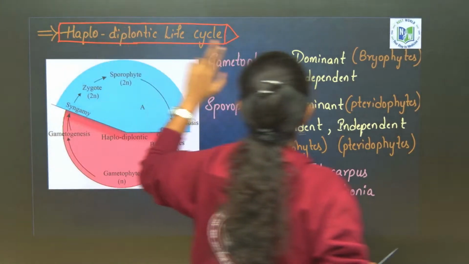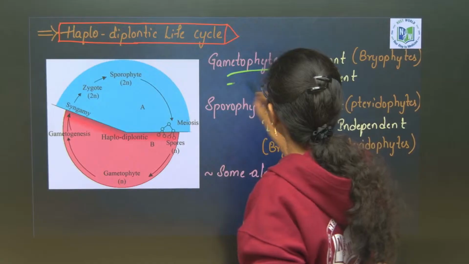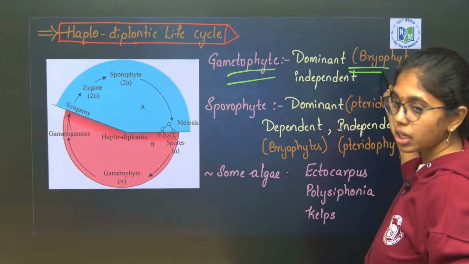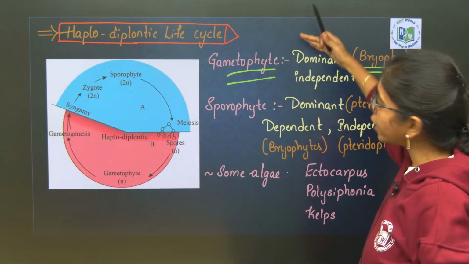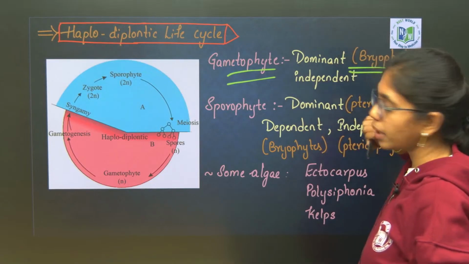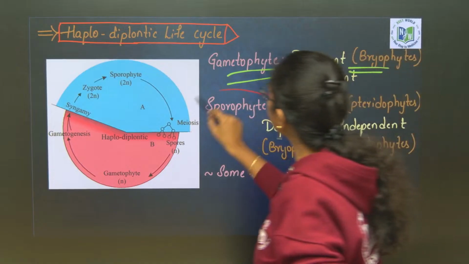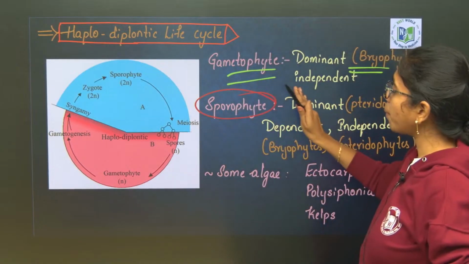Haplodiplontic life cycle where gametophyte is dominant is in Bryophytes. Gametophyte is independent of the sporophyte, and sporophyte is dependent on the gametophyte. This we have learnt in the Bryophytes. Okay. Next is dominant sporophyte.